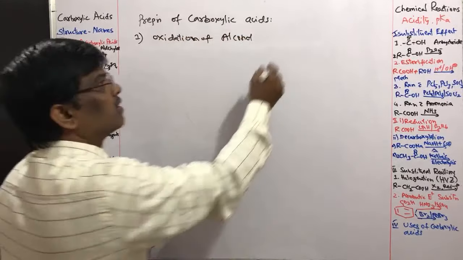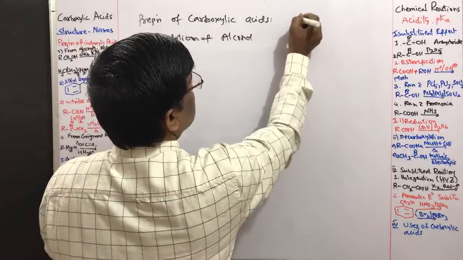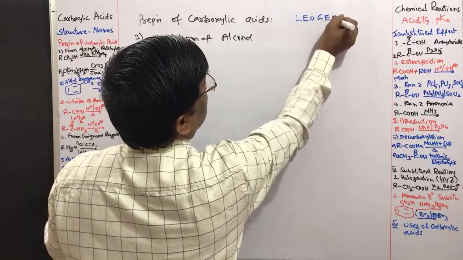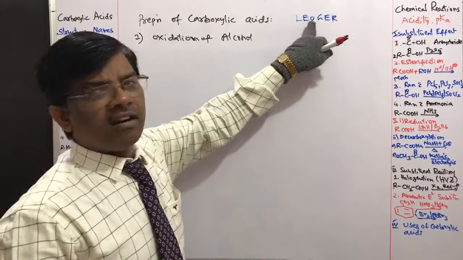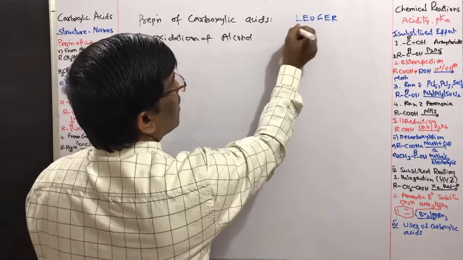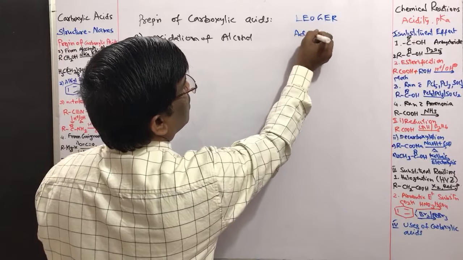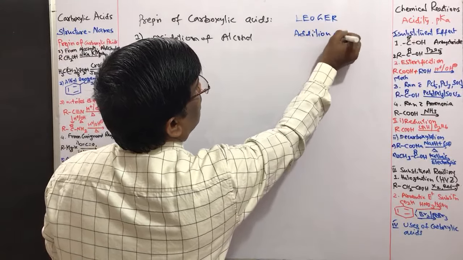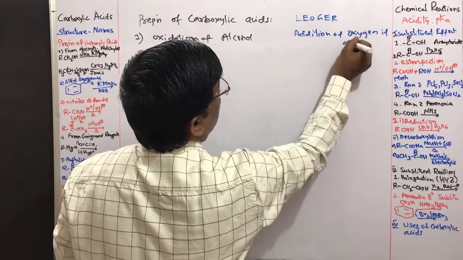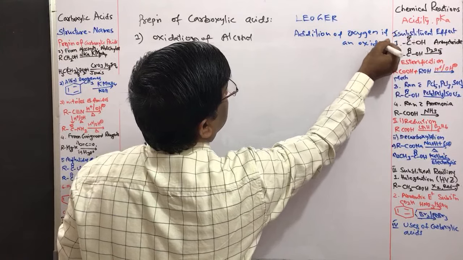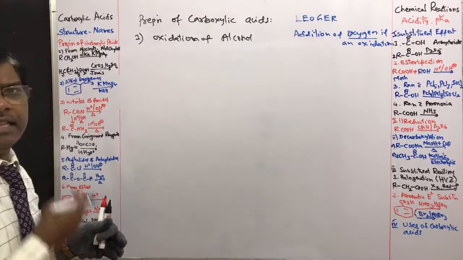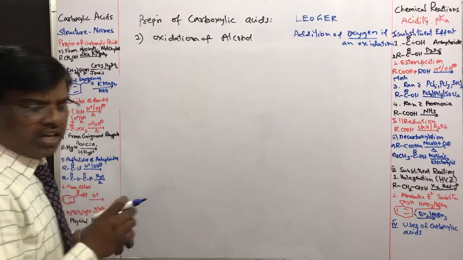Again, what is oxidation? LEO GER: loss of electrons is oxidation, gain of electrons is reduction. Or in another form, addition of oxygen is oxidation. So if I add oxygen to a molecule, then that reaction is going to be an oxidation.